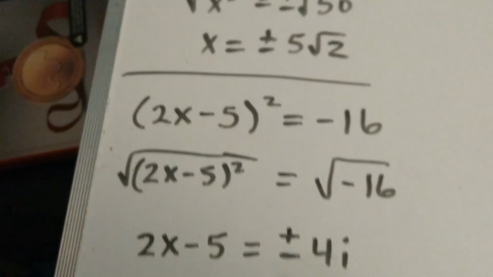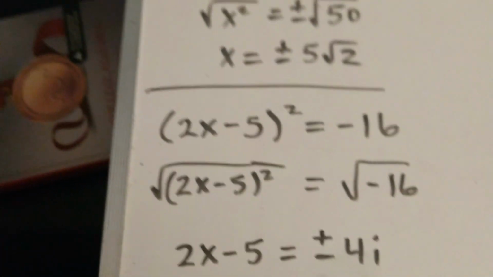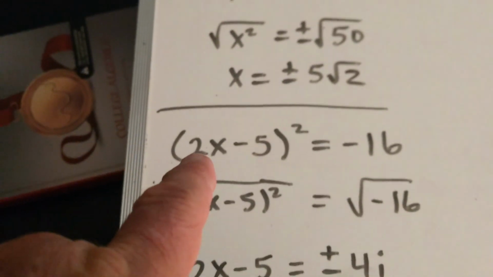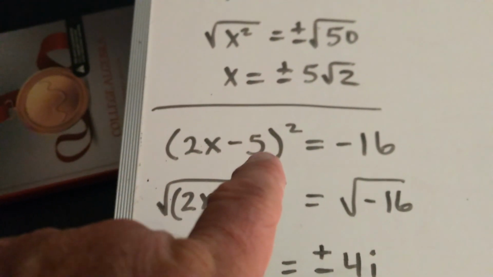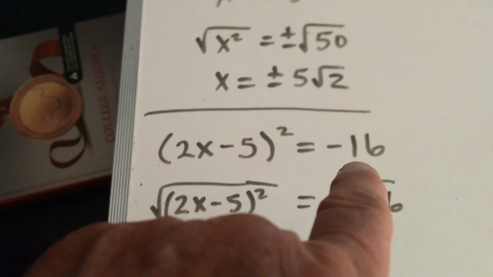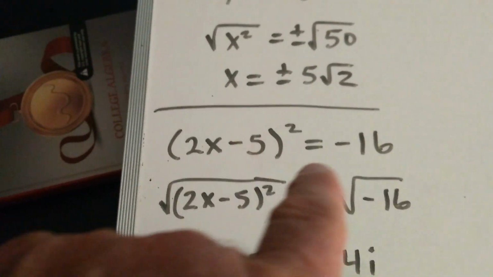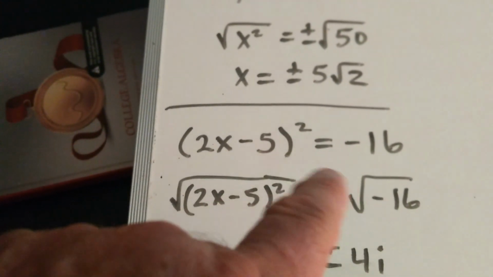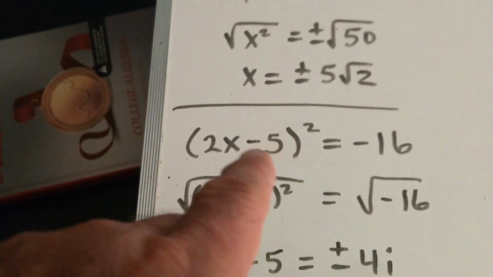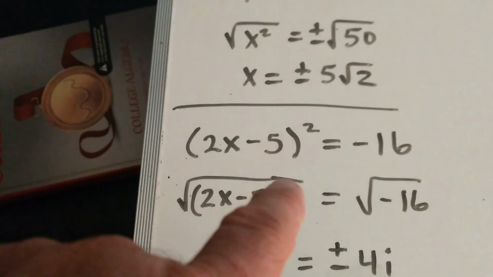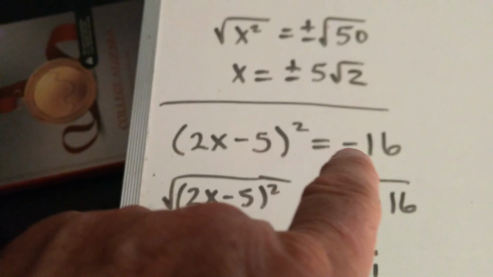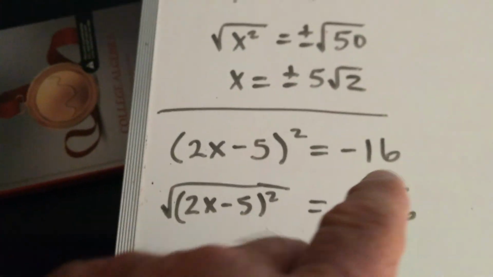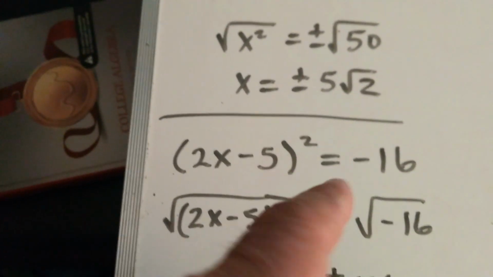In the second example, we're dealing with imaginary numbers. We have (2x minus 5) squared equals negative 16. Normally, if we didn't have imaginary numbers, we would say that there was no solution, because by rights, in real numbers, we can't take the square root of a negative value. But because we're dealing with imaginaries, we can deal with that.